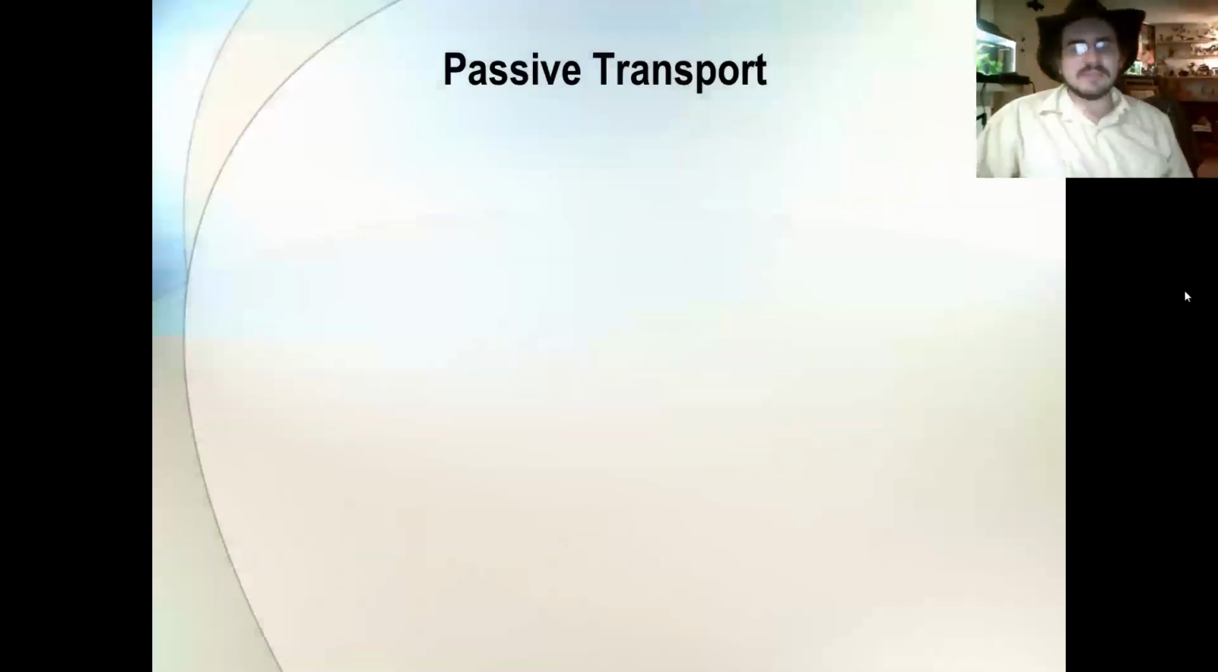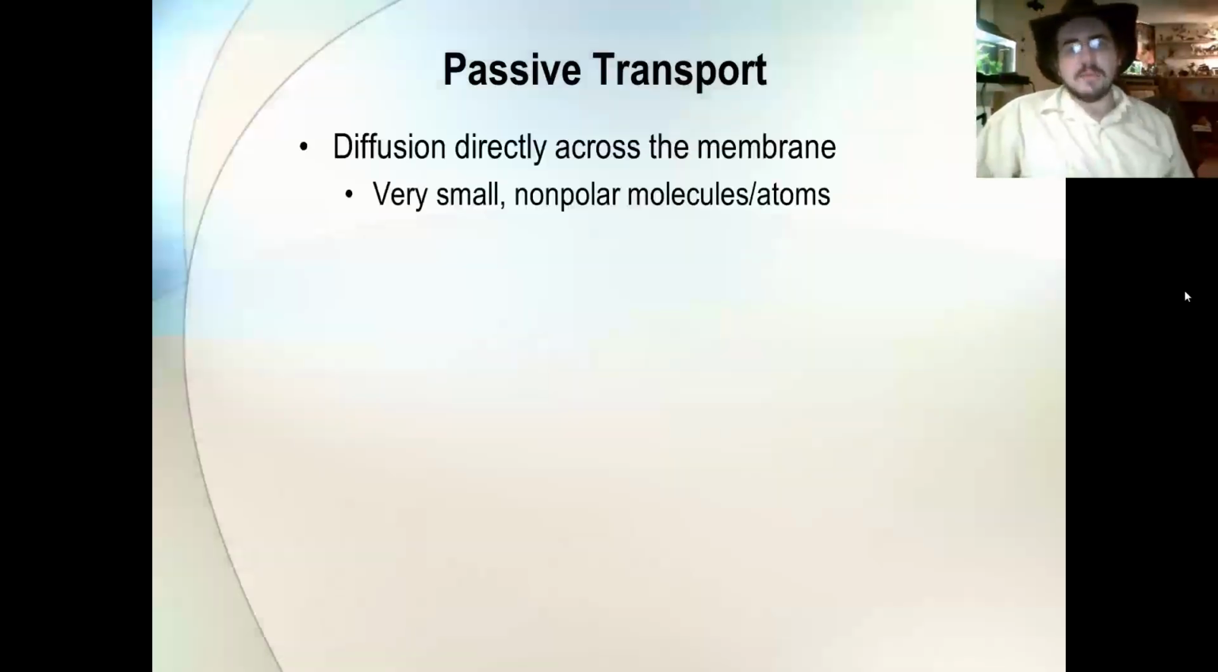So, passive transport. One of the ways you can have passive transport is diffusion directly across the membrane. This would be very small, non-polar molecules or atoms. Things like two oxygens bound to each other. They're a neutral atom, and so they're going to be able to pass there. Very small particles can cross the membrane directly.